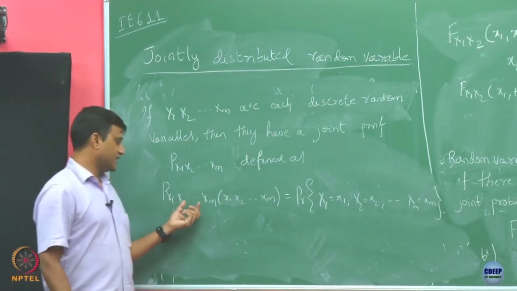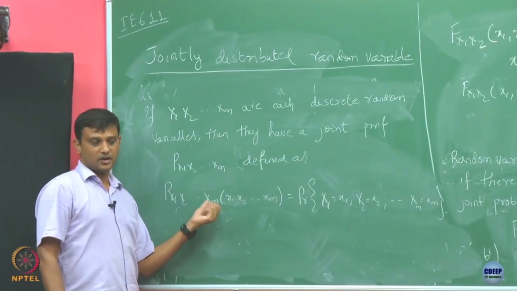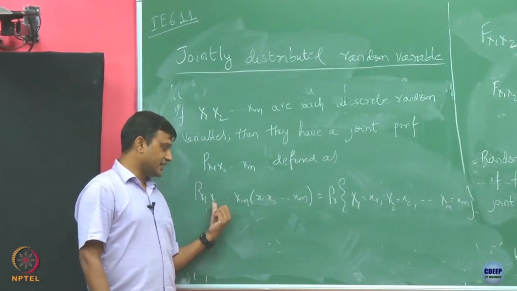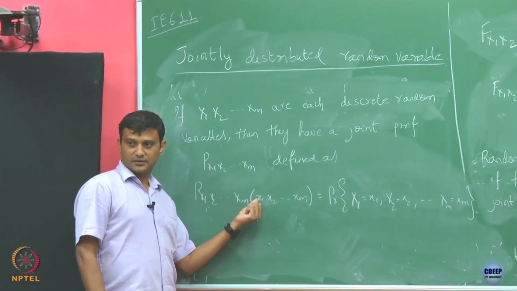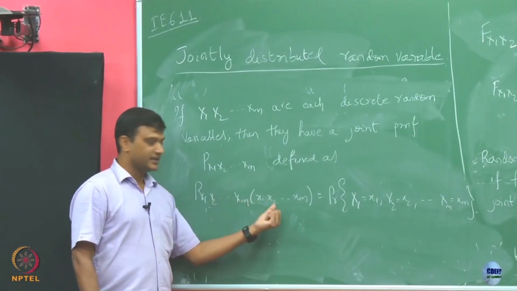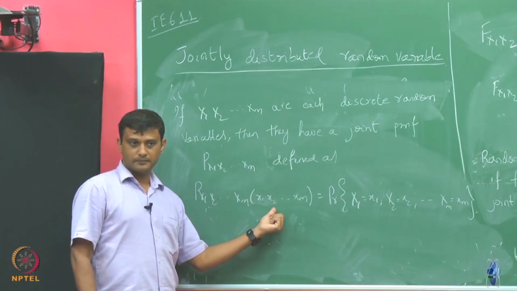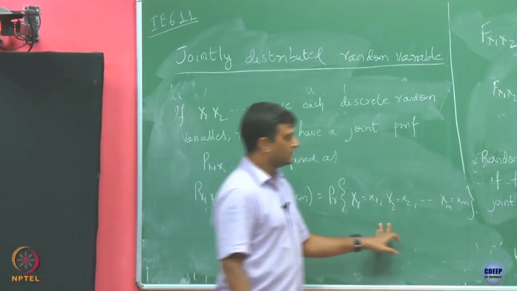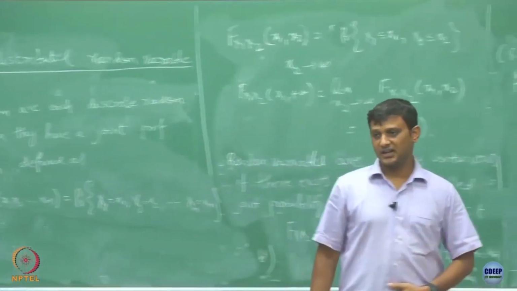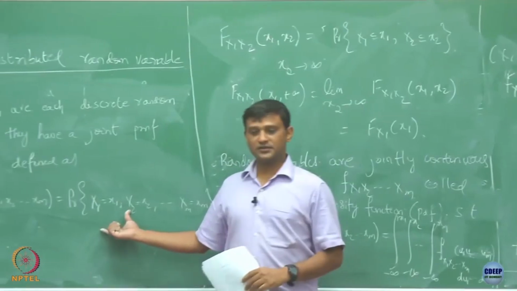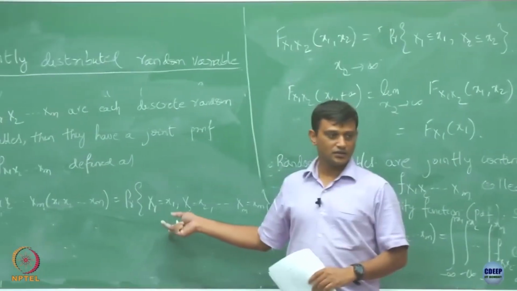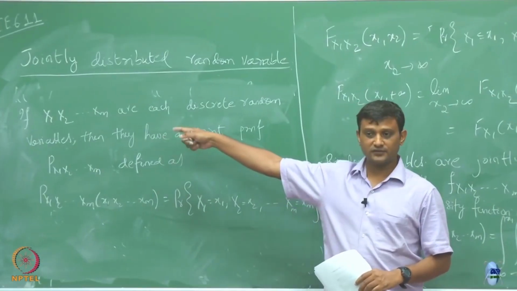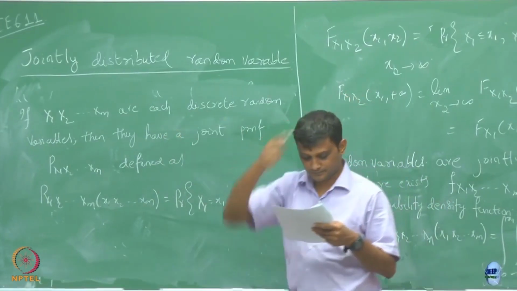So you are basically asking the question, if x1, x2, up to xm are all discrete random variables, what is the probability that x1 takes exactly value small x1, and x2 takes exactly value small x2, and xm takes exactly value small xm? If we have such a function, this is going to define the joint probability mass function of my set of discrete random variables x1, x2 up to xm.